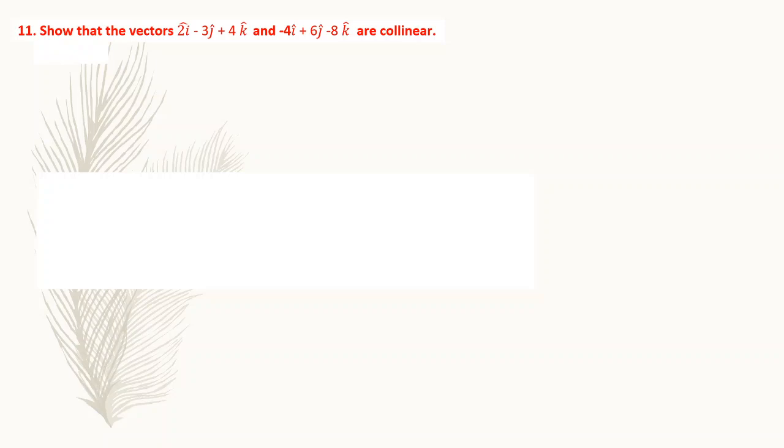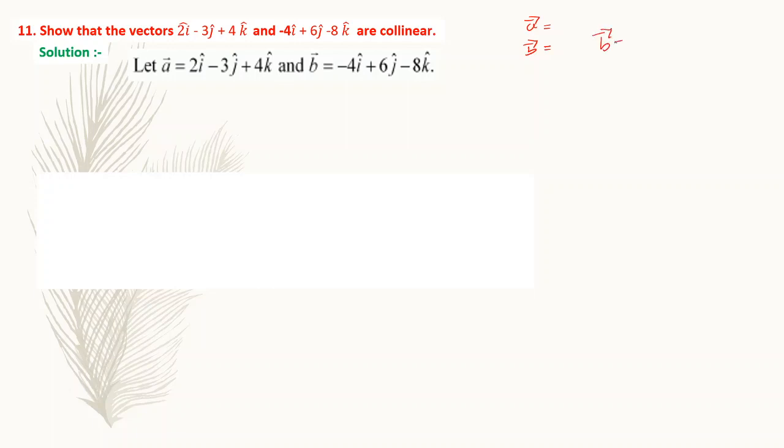Now, see here, let me take this as a vector. Here I have given two vectors, vector A and vector B. So vector A is 2i minus 3j plus 4k and vector B is minus 4i plus 6j minus 8k. What's the concept? When can you say given vectors are collinear? If vector B is equal to lambda into vector A, where lambda is a scalar.